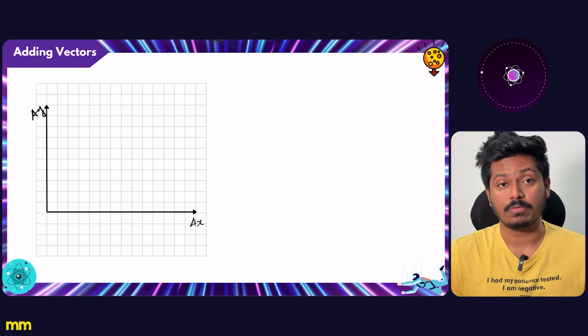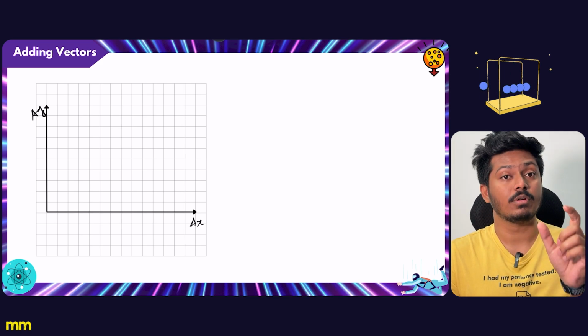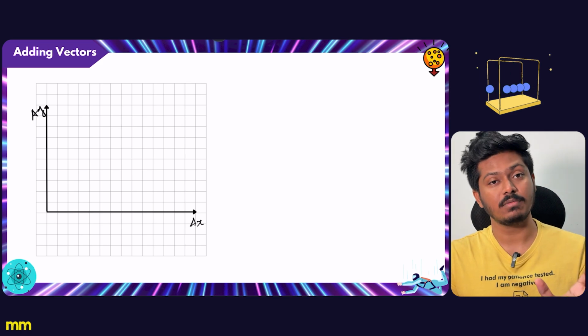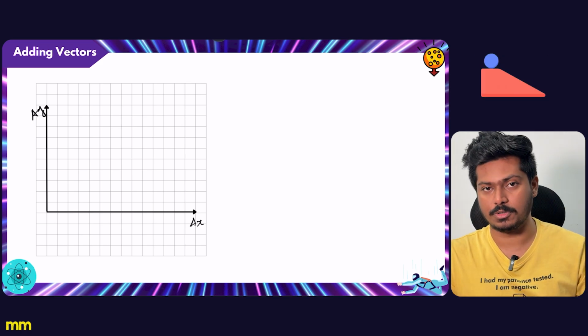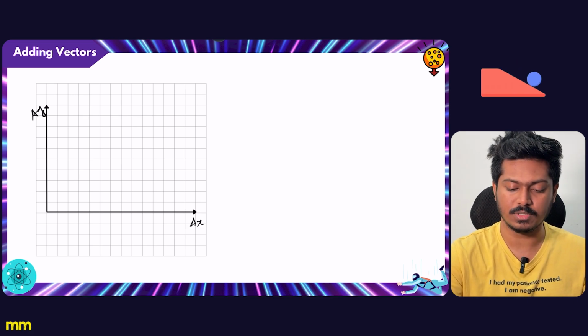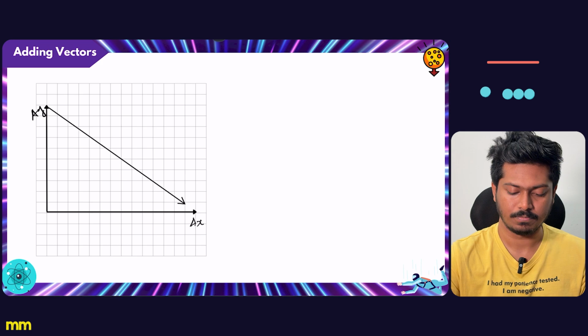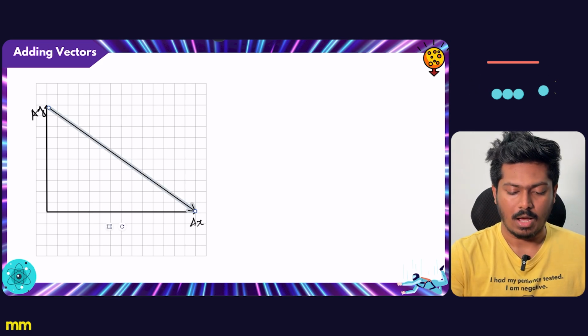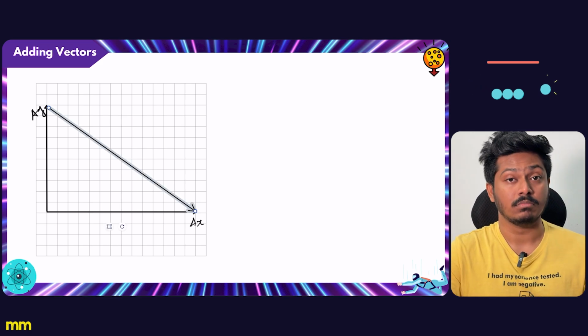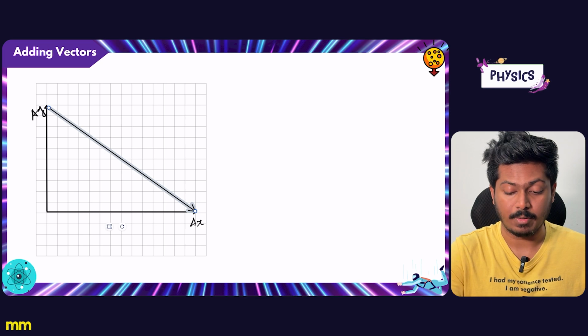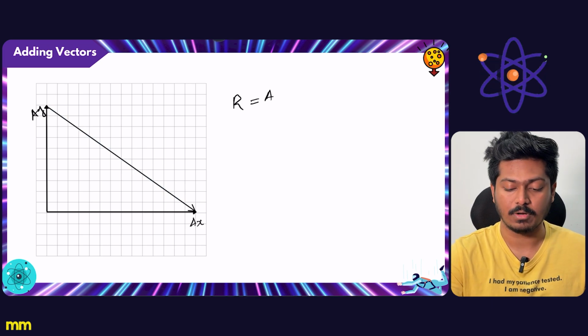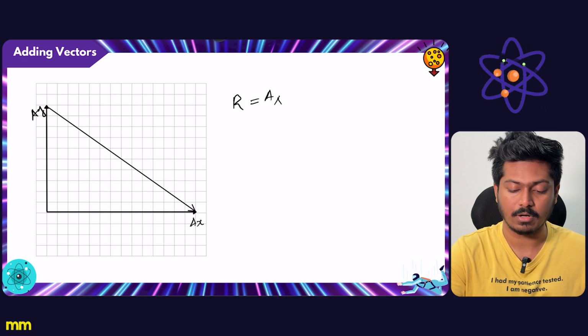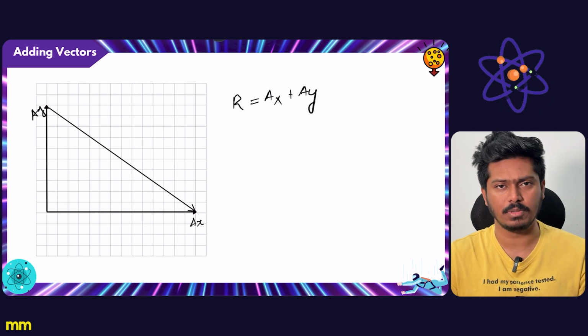Now, the rule for finding a resultant vector, especially when you're adding two vectors, is that the resultant vector connects these two vectors. So that would mean that the resultant vector would look something like this. Now, how would I write this in mathematical equations? If I represent the resultant vector as r, that would just be the sum of the vector ax and the vector ay. It's as simple as that.